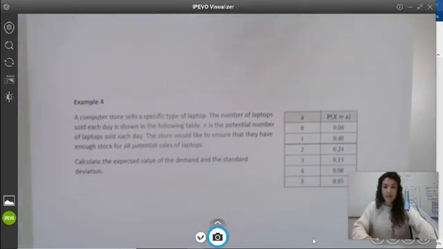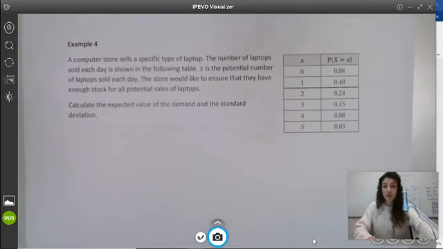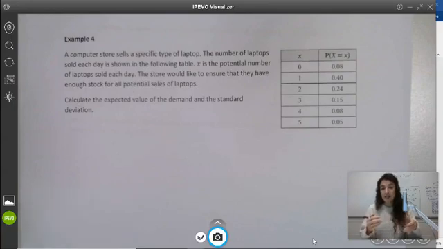A computer store sells a specific type of laptop. The number of laptops sold each day is shown on the following table. Lowercase x is the potential number of laptops sold each day, whereas uppercase would have been like, this is how many laptops we sold today. The store would like to ensure that they have enough stock for all potential sales of laptops. Calculate the expected value of the demand and the standard deviation.